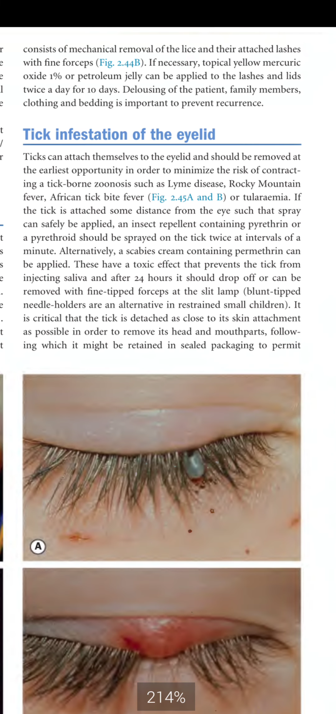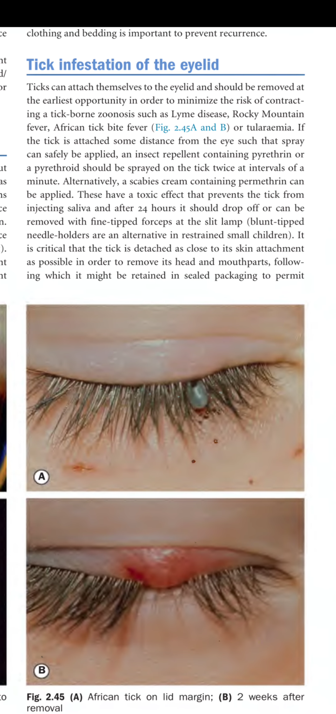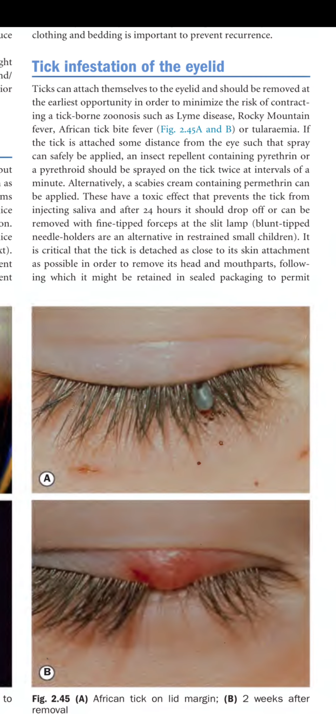Tick infestation of the eyelid. Ticks can attach themselves to the eyelids and should be removed at the earliest opportunity in order to minimize the risk of contracting a tick-borne zoonosis such as Lyme disease, Rocky Mountain fever, African tick bite fever, or tularemia. So basically, we remove it to prevent any kind of systemic disease associated with it. One of the very common ones is Lyme disease and tularemia.